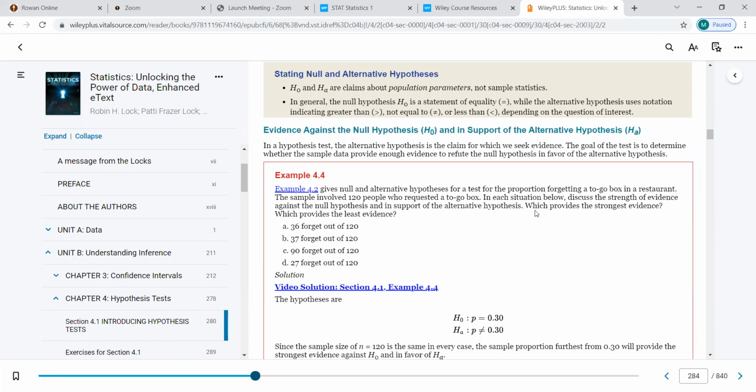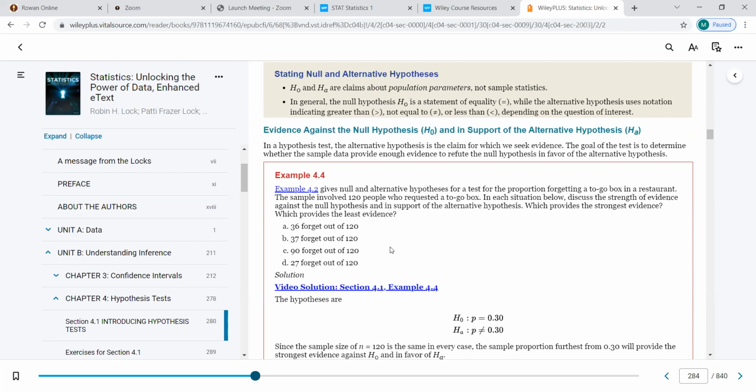So the question they're asking here is, which of these samples provides the strongest evidence against the null hypothesis? What is the null hypothesis? That it's 30%. That's the proposed hypothesis: that 30%, or 0.3, of the people who get these boxes forget about them. So which provides the strongest evidence to reject that? Can somebody, you can just unmute yourself, take a look at A, B, C, and D. If we were going to reject the null hypothesis and say it's not 30%, it's something different, which of these provides the strongest evidence that it's not 30%?